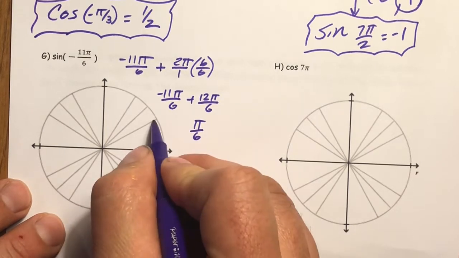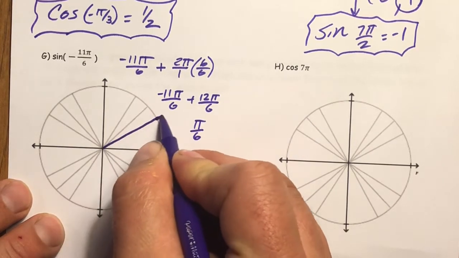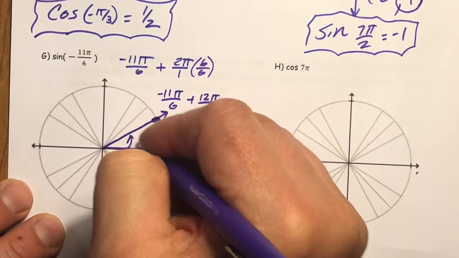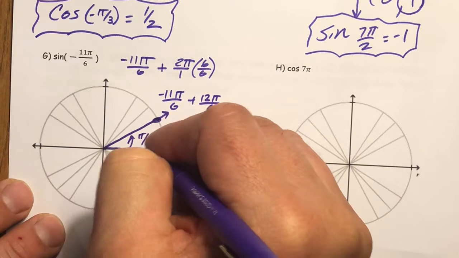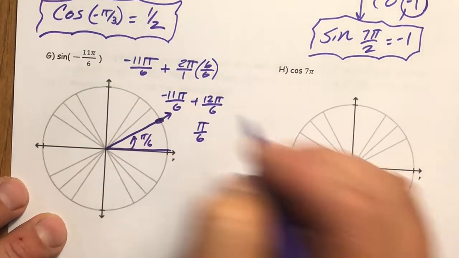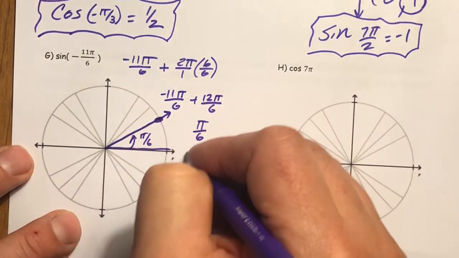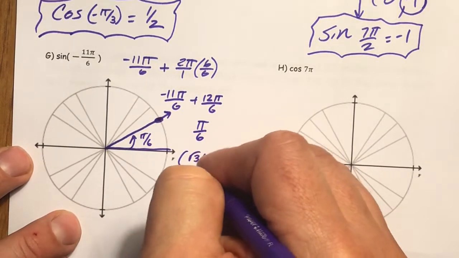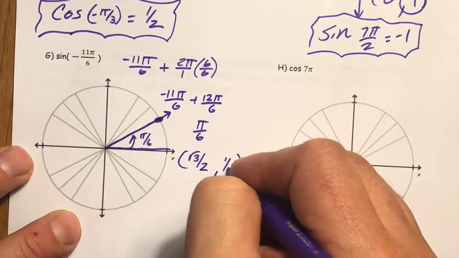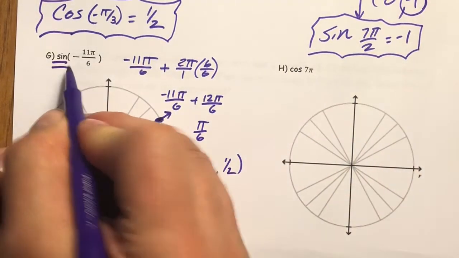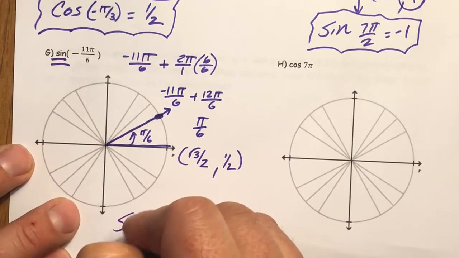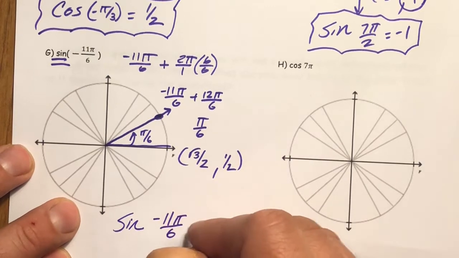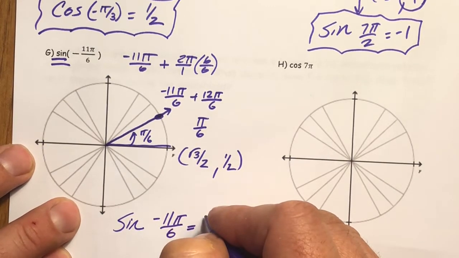And it's in a positive direction, and it's going to land right here. Looking at my unit circle, I know that this right here is a rotation of pi/6, and this ordered pair right here is going to be √3/2 and 1/2. Now we want the sine, so we would say the sine of negative 11pi/6 is equal to 1/2.